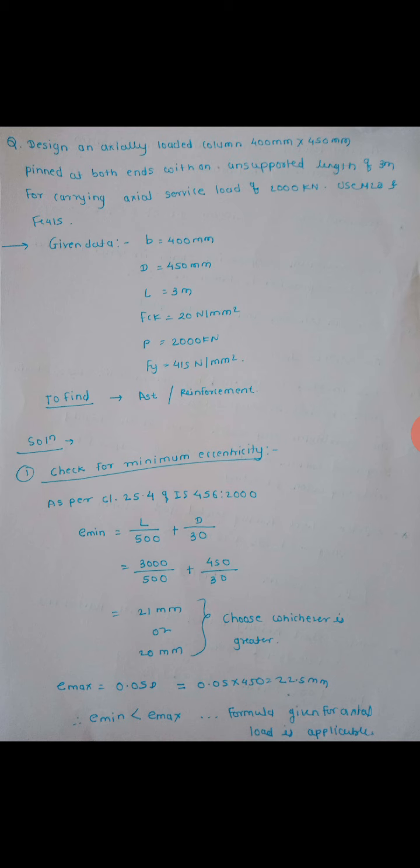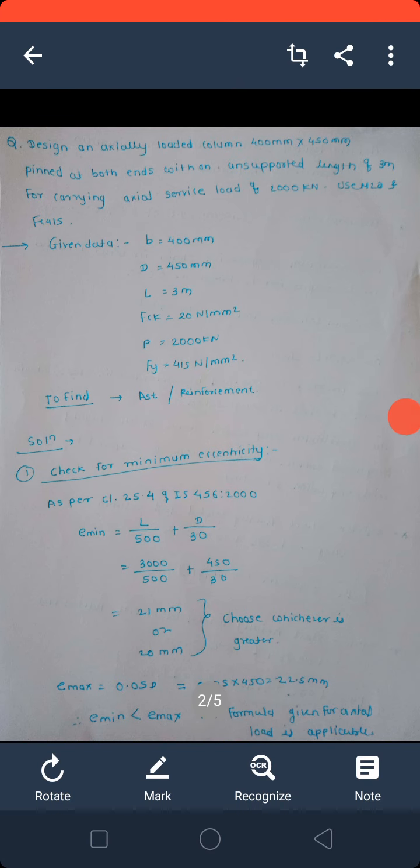Step number 1 is to check for minimum eccentricity. As per IS 456-2000, clause number 25.4, e minimum, that is minimum eccentricity, is given by L by 500 plus D by 30, where L stands for unsupported length of the column and D stands for depth. With the help of this formula, we get e minimum equal to 21 mm, or as per the thumb rule given by IS 456, 20 mm. Choose 21 mm or 20 mm, whichever is greater. So e minimum is equal to 21 mm.